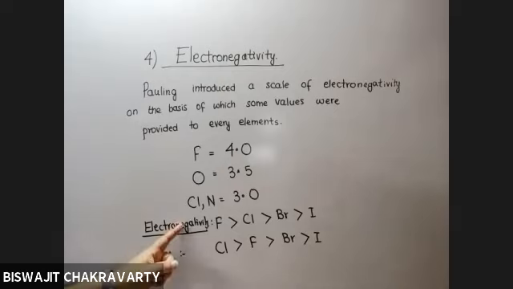So out of electronegativity and electron gain enthalpy, which is the reality and which is the abstract thing? Electron gain enthalpy. Reality is electron gain enthalpy. And what is the abstract thing? It is just the relative tendency of attracting. So it is electronegativity. Clear? Okay.